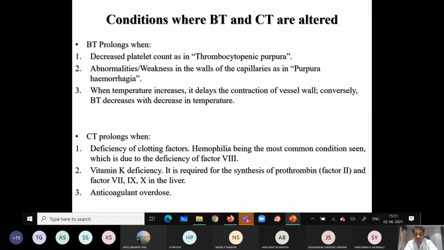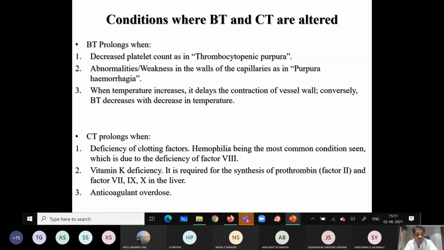Number three, always notice this frequently. Nowadays, we are seeing that in serious COVID cases, like those whose saturation is down and everything, we are giving them anticoagulant, so that their blood doesn't get thickened. So temperature is one thing which regulates both bleeding time and clotting time. So the blood should always be kept at room temperature.